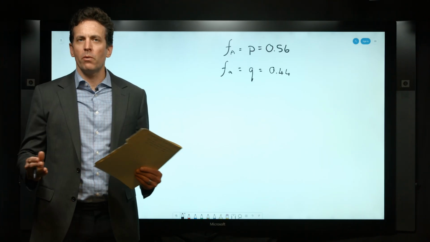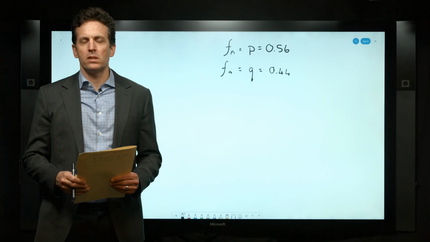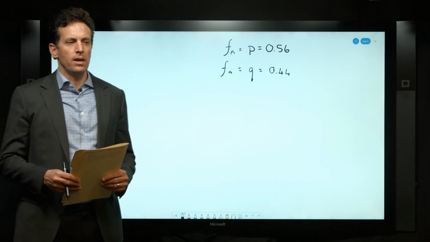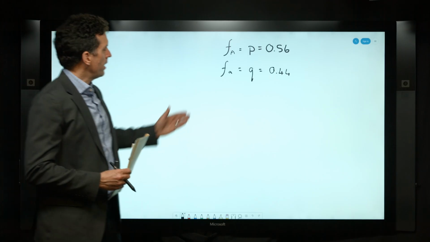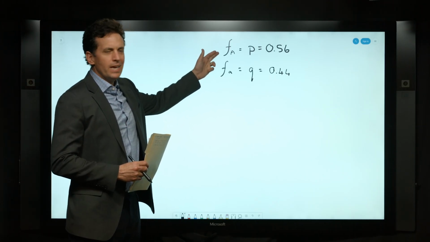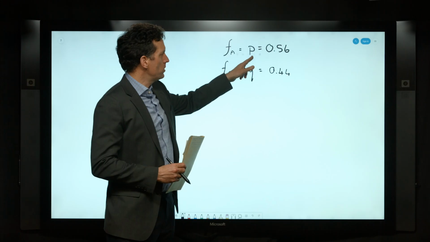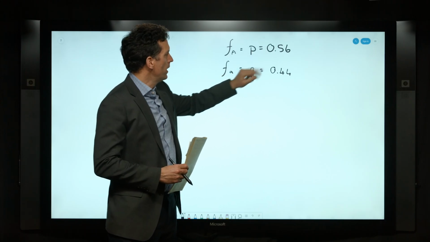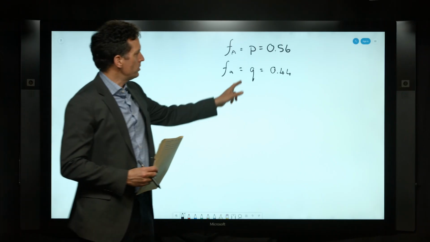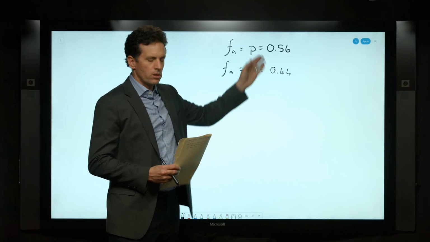All right, so I've shown you how we go from our genotype frequencies to our allele frequencies in the population, which is what we're interested in this case. And I've written those up here again for you. So the frequency of the big A allele, which we typically use the symbol P for, is equal to 0.56. And the frequency of the little a allele, which we use the symbol Q for, is 0.44, and those sum to 1.